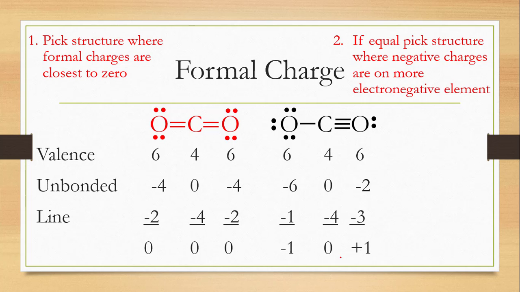Now, a note for the AP test. If you are asked to draw a Lewis diagram for carbon dioxide, and that's all they ask you, just draw a Lewis diagram, both answers would be accepted. If they ask for the most valid structure, then you would have to do the one with the 2 double bonds on the carbon. So make sure you read the question carefully.